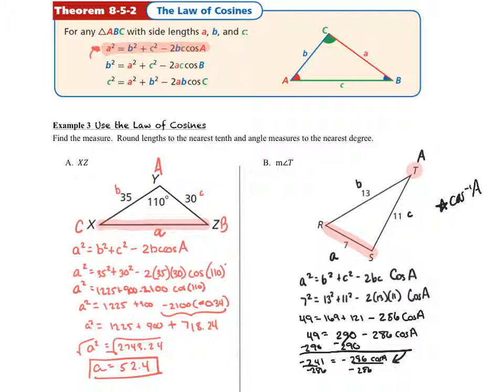But remember, I need inverse cosine. So I'm doing cosine inverse of 0.84 approximately. You should get about 32, or rounding to the nearest degree, sorry, 33 degrees. So the measure of angle A is equal to 33 degrees, actually the measure of angle T. And now that I think about it, I should go back to my other problem. I said that A was equal to 52.4, but just keep in mind the question asked for XZ. So really XZ is 52.4.